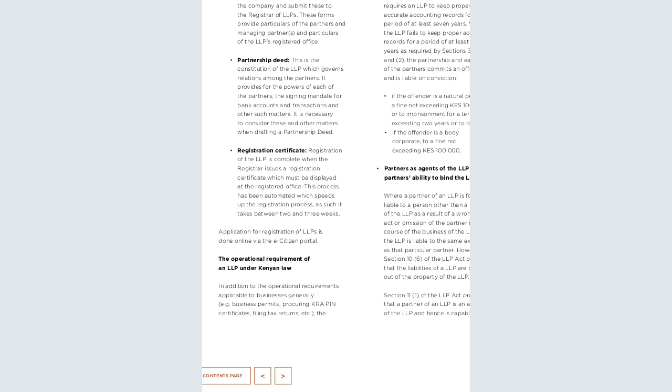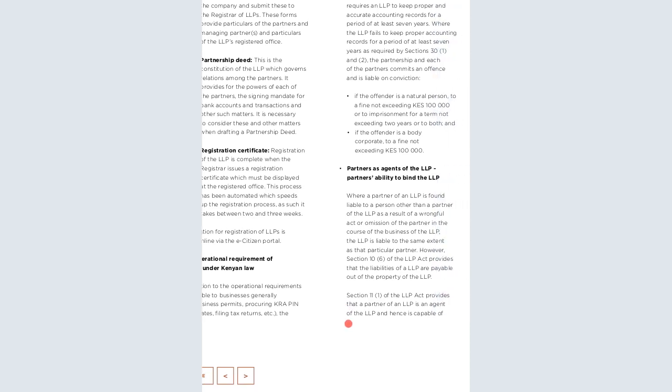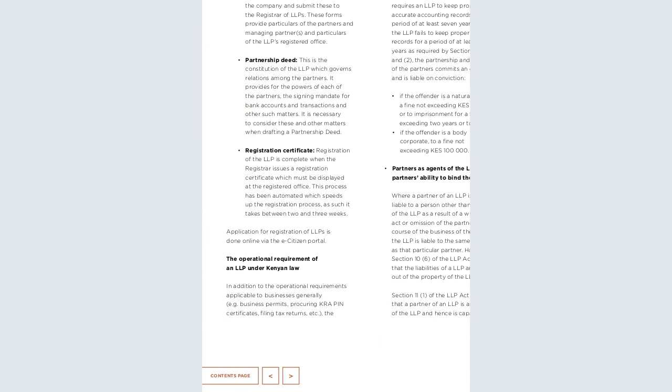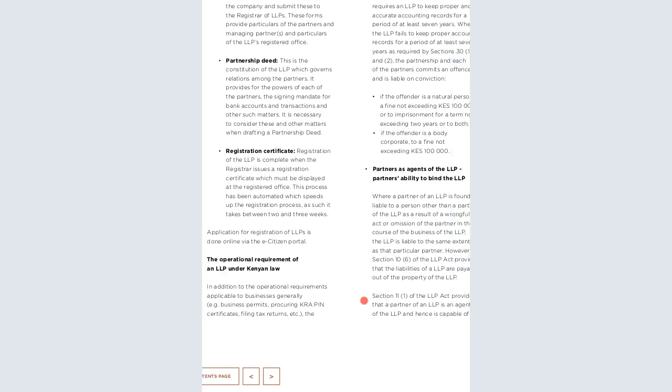Then the operational requirements of the limited liability partnership under Kenyan law. What do people need to be able to operate? In addition to the operational requirements applicable to business generally, e.g. the business permit, procuring a KRA PIN certificate, filing tax returns, etc., the following operational requirements are specifically applicable to the limited liability partnership in Kenya.